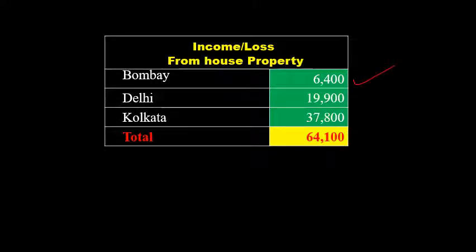So this is the grand total of the three properties. The first, Bombay flat 6,400, second Delhi 19,900, and Kolkata 37,800. Total income is 64,100. So here the income from house property, total income, is 64,100.